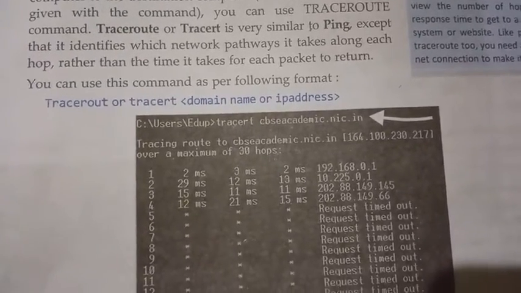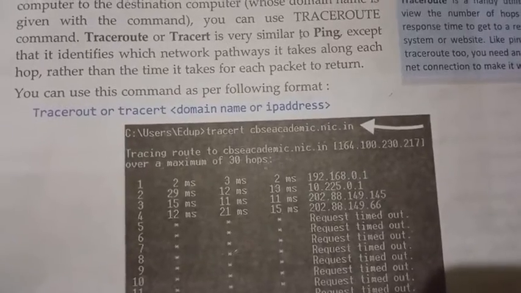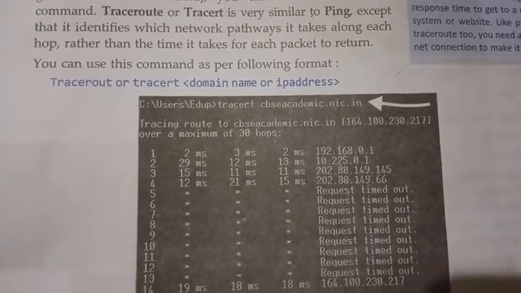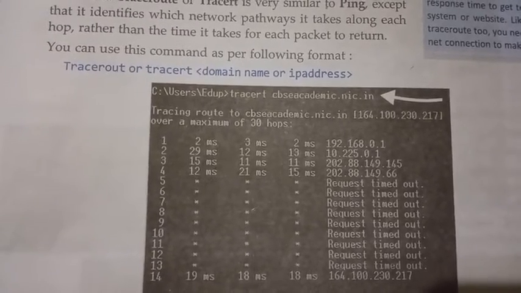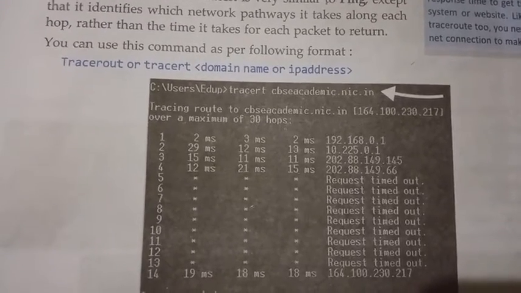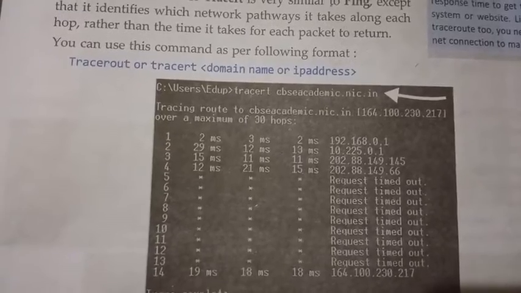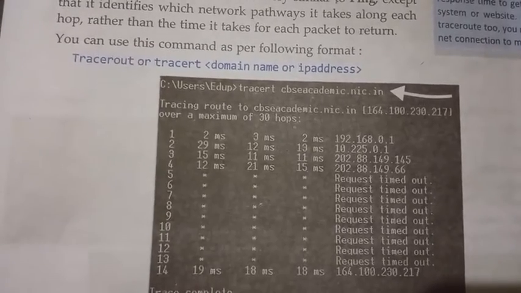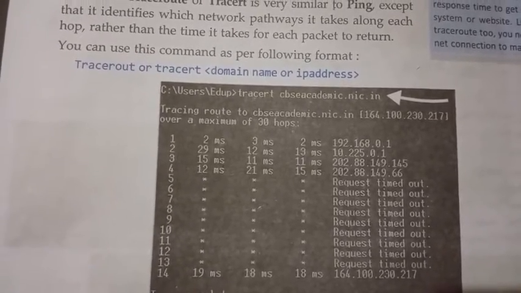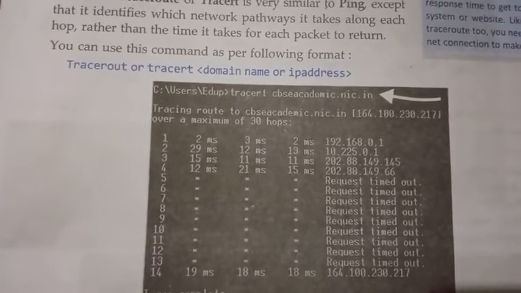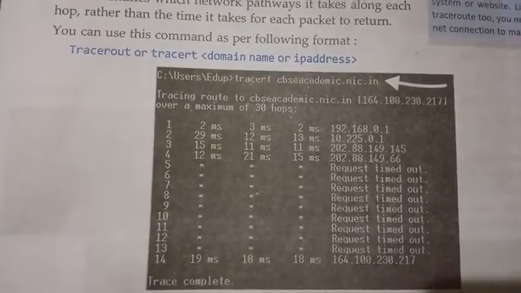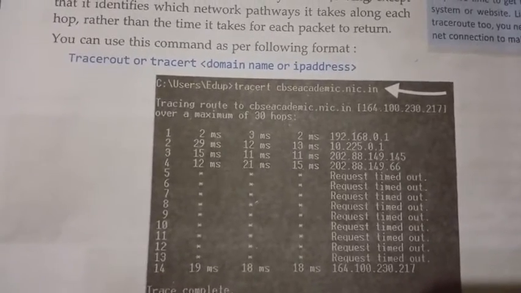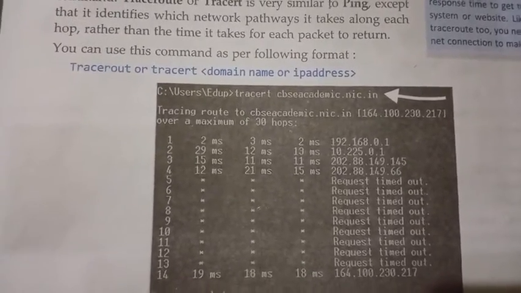Here, look at one example: tracert cbseacademic.nic.in. Then it will show through which machines the request moves. First 192.168.0.1, then again 10.22.225.0.1. Finally, after 19 millisecond, it reached the destination. So that is the full path we can see by using tracert.